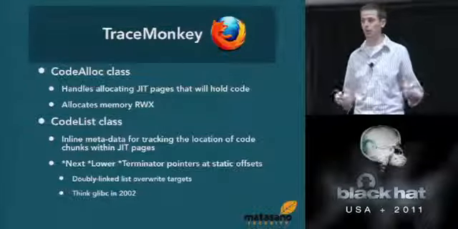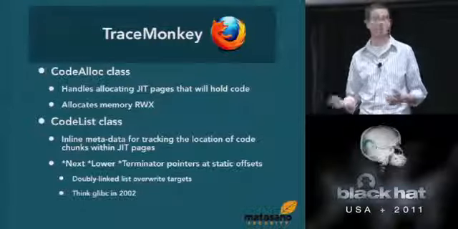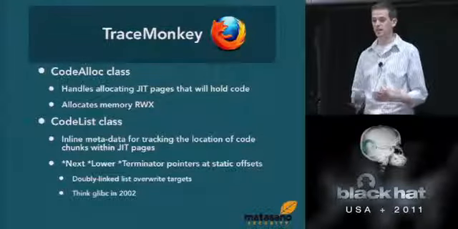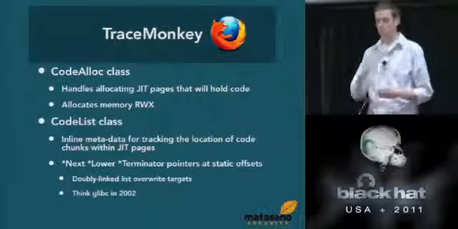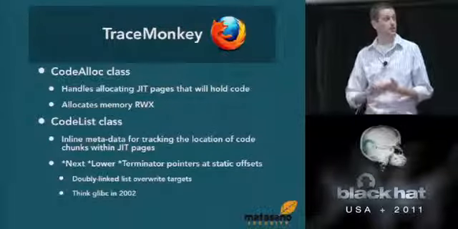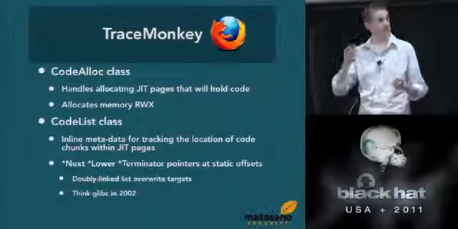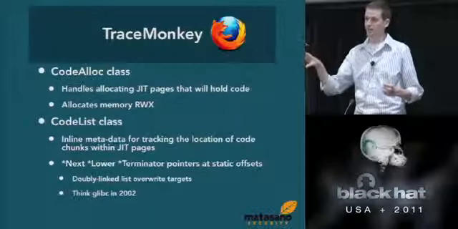It calls VirtualAlloc on Win32, and it calls mmap on POSIX platforms. And it's going to allocate all its memory readable, writable, and executable. And then the second class, the more interesting one, is the CodeList class. What the CodeList class does is it has a bunch of metadata in the JIT page itself.